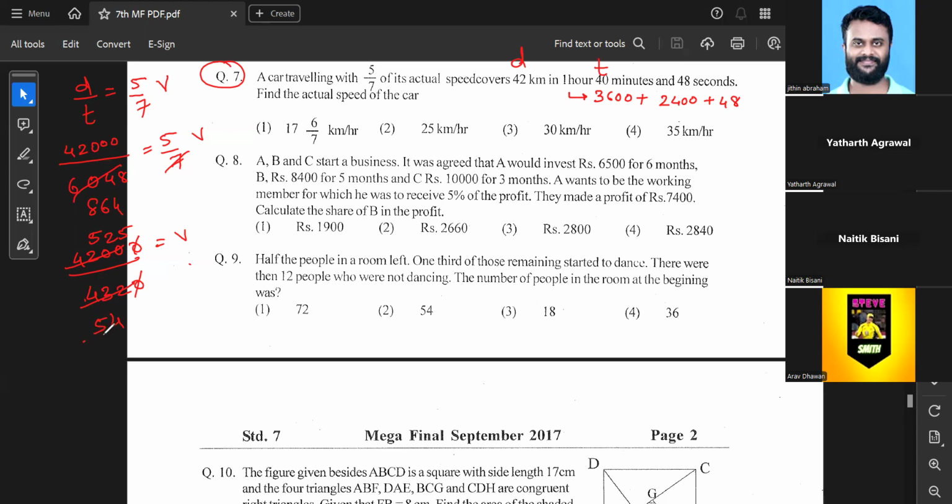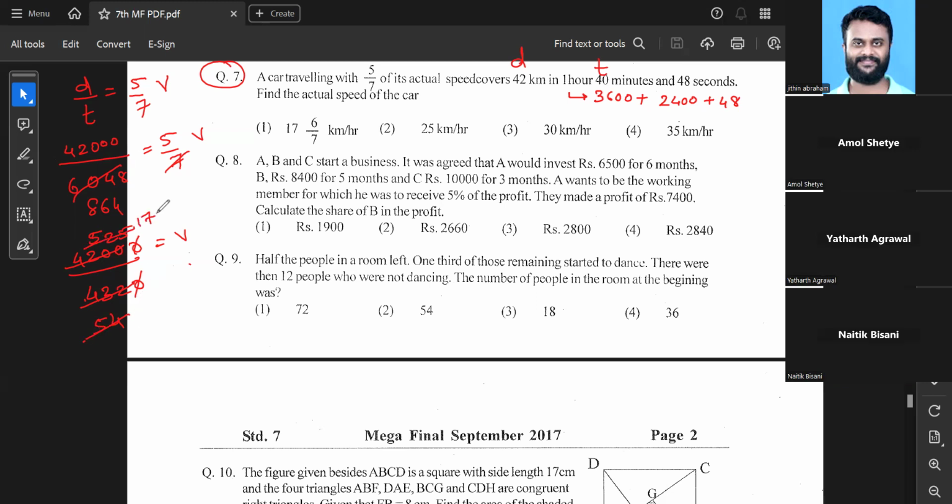Yeah, I think you're correct. 9.7 something. Looks like that only. Sir, the total actual speed will be 17.6 by 7 kilometer per hour. So sir, it will be 175 on 8. The 54 was divided by cancelling. 3 is 18.